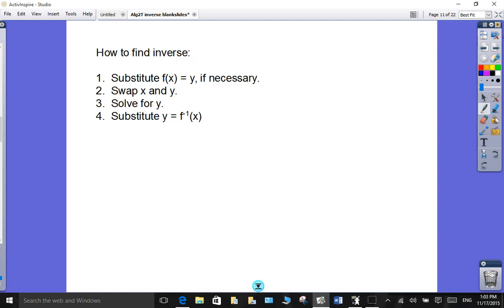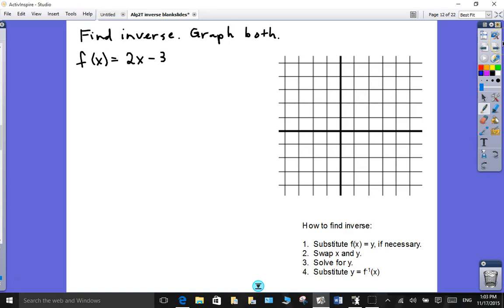Okay, so let's do a couple. Find the inverse, and then we're going to graph them both. So first step, and the steps are at the bottom right. The first step is, read it. Substitute. Since it's starting with an f of x, let's make it y equals 2x minus 3.